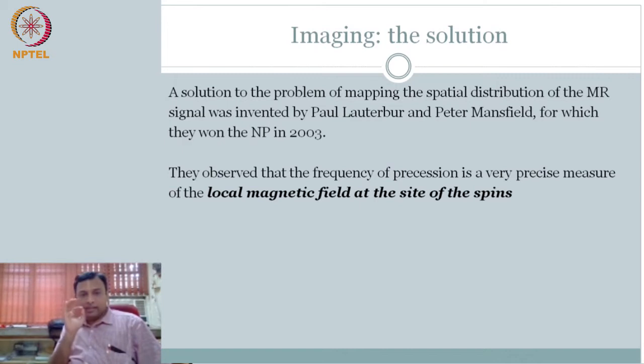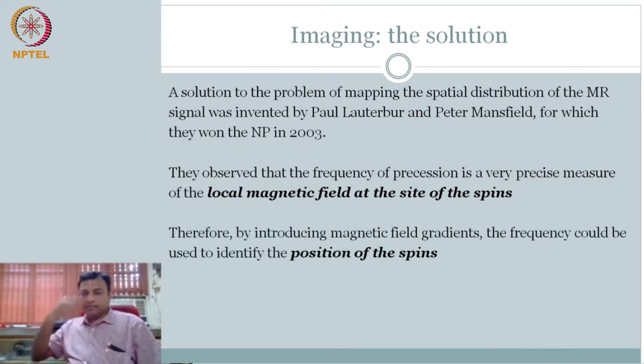Okay, so that is a key observation. Once they unlocked this observation, then they said, oh, I have a whole volume. How do I say that each location is different? Or the signal that I am receiving, I should be able to say that it came from a different location. They said if this is true, then all I need to do is introduce gradients, right?